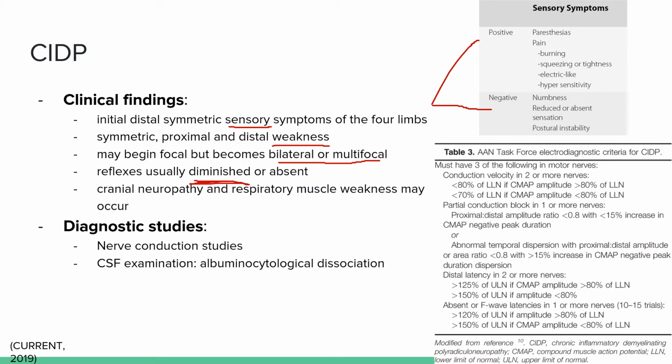The diagnostic studies that we can make are nerve conduction studies, where in this table we see the electrodiagnostic criteria for CIDP. And in CSF examination, we expect to find albuminocytological dissociation.